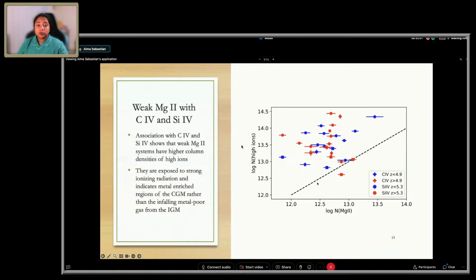We looked at their association with high ionization absorbers such as C4 and silicon-4, and we found that the systems with these high ionization absorbers have high column densities of carbon-4 and silicon-4. This indicates that these systems are exposed to strong ionizing radiation in such a way that the carbon and silicon in these systems are triply ionized. Moreover, the systems trace the metal-enriched gas in the CGM rather than the metal-poor infalling gas from the IGM.